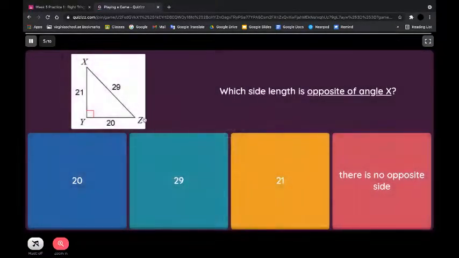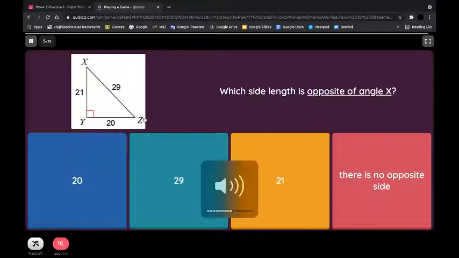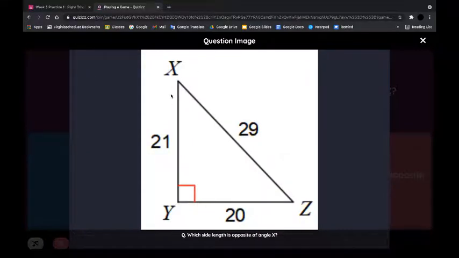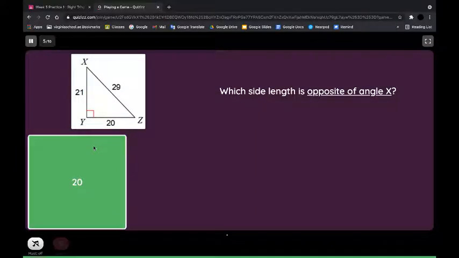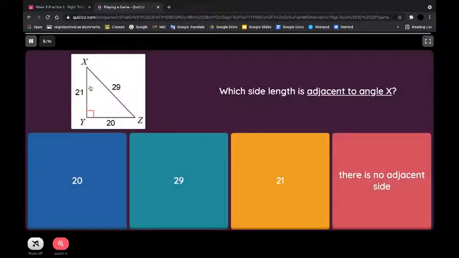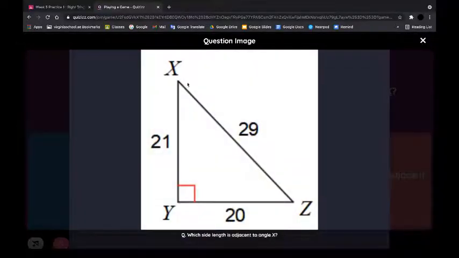Question 5. Which side length is opposite of angle x? So this is angle x and the opposite side is 20. Which side length is adjacent to angle x? This is angle x and the adjacent side is 21.